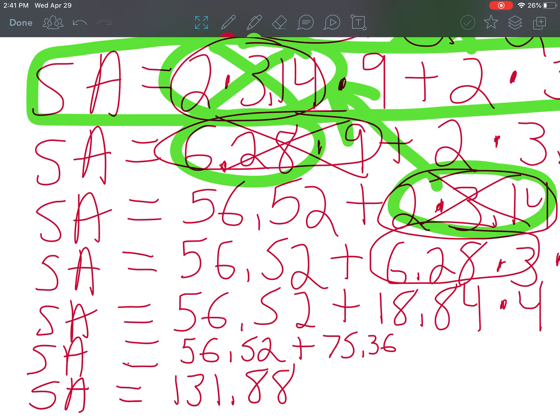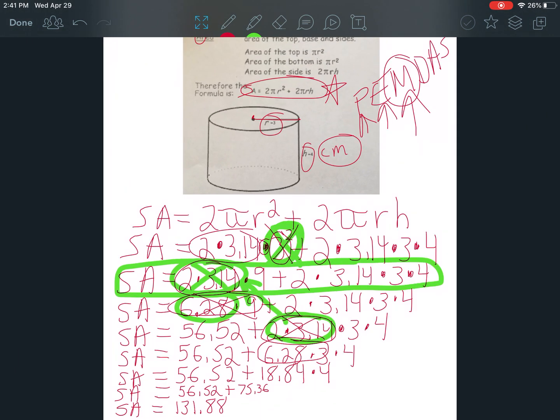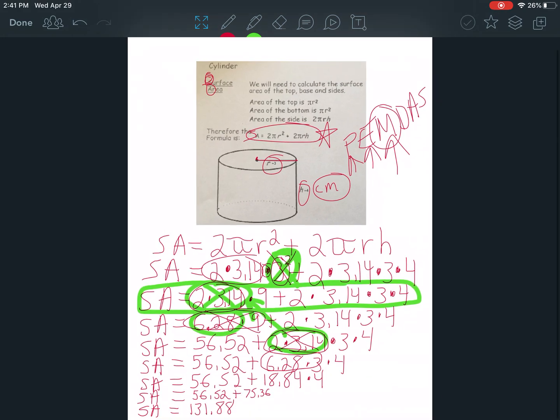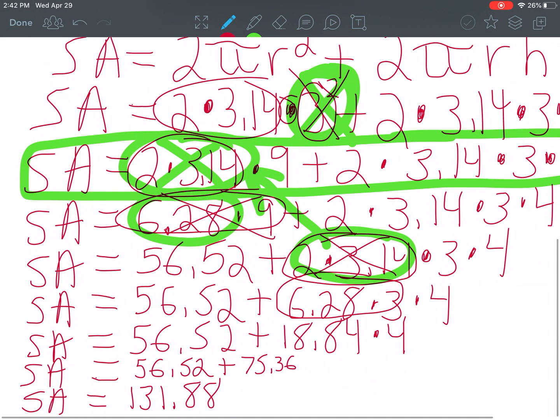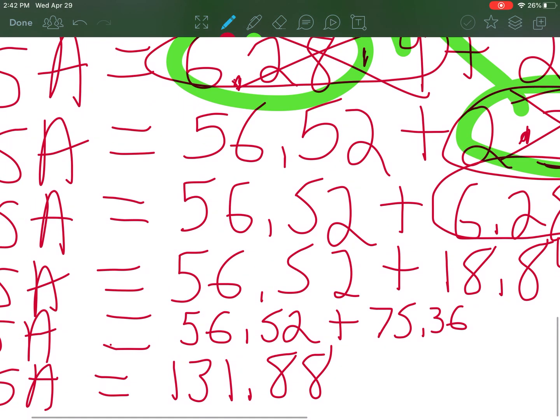So once we have that last answer, the 131 and 88 hundredths, up here at the top, remember we are dealing with surface area, and we're also dealing with centimeters. So then our label down here, if we go all the way to the bottom again, our final answer would be the surface area equals 131 and 88 hundredths, and it'd be centimeters. And then remember, if it's area, it is squared, so we use that little 2.